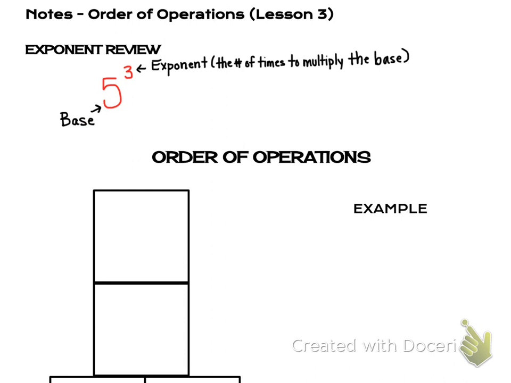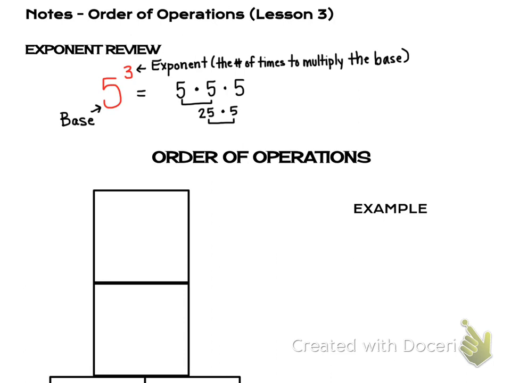So if we are looking at this problem, 5 to the third, or 5 cubed, that means we are taking the base number, 5, 3 times. So 5 times 5 times 5. We are multiplying all of those 5s together. So we will start with 5 times 5, which is 25, and we will bring down the next number, and then we'll do 25 times 5.